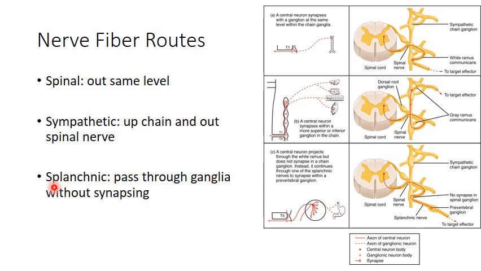Okay. And then the last one, which is the last one I mentioned for our preganglionic fibers, is called the splanchnic nerve root. In this case, we're passing through the ganglia without synapsing. So here's our preganglionic fiber, it goes through our ganglia here, without synapsing. And it actually continues as what's called the splanchnic nerve. So there's that word. And then it leads to a second set of ganglia called collateral ganglia.